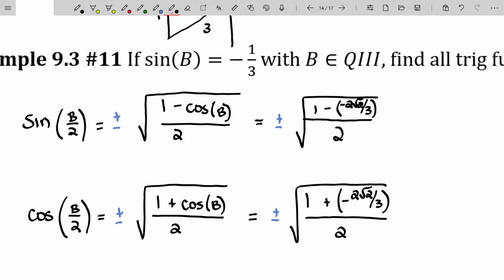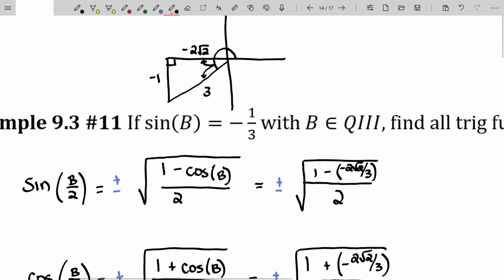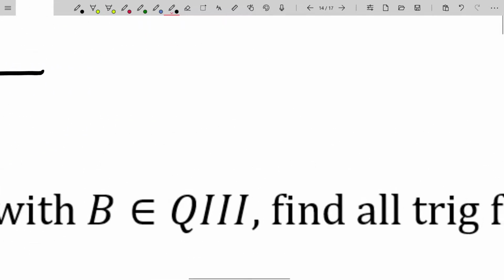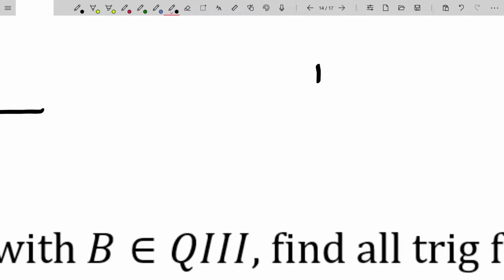Now, I could continue forward and simplify, but I'm going to go ahead and take care of the half angle now. If I know that B is in quadrant 3, then where is B over 2? Well, if B is in quadrant 3, B is an angle between pi and 3 pi over 2.